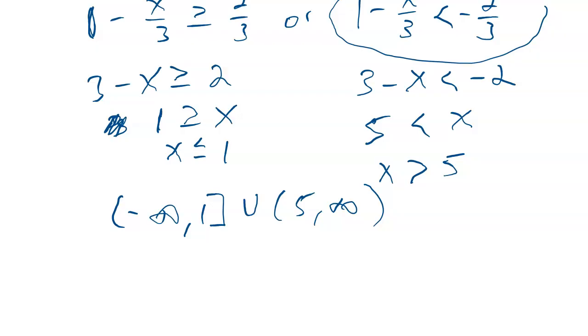On to 7. I think this is going to get hard, but we'll see. Let's see, 0 is greater than or equal to the absolute value of 4x minus 7. This is a weird problem too. I don't like this. You don't even have to do anything here.